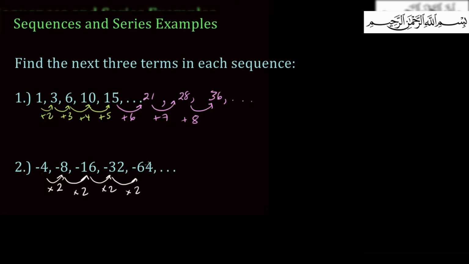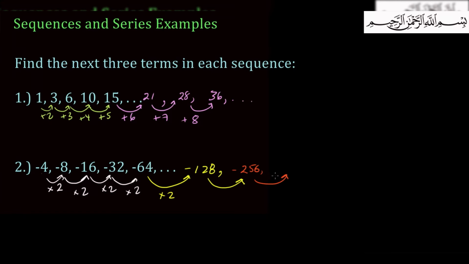So to get the next three terms, therefore, I multiply -64 by 2. That'll give me -128, and then I multiply that by 2. I get -256, and if I multiply this by 2 again, I'm going to get -512, and then the pattern would therefore continue.